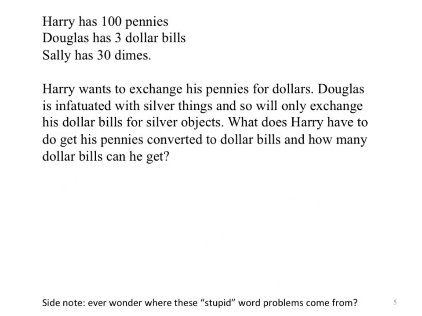Sally takes 100 pennies, in return for the dimes. You want to get $1. So Harry can get $1 out of this. And to do that, he has to give his pennies over to Sally, get dimes, then give those dimes over to Douglas to get his dollar bill.